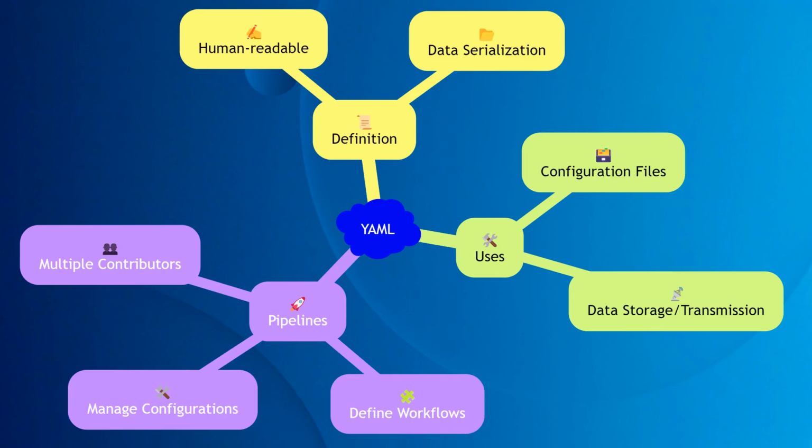YAML is a human-readable data serialization standard that is easy to write and understand. It is widely used for configuration files and in applications where data is being stored or transmitted. In the context of pipelines, YAML allows developers to define complex workflows in a clear and concise manner. This makes it easier to manage and maintain pipeline configurations, especially in large projects with multiple contributors.